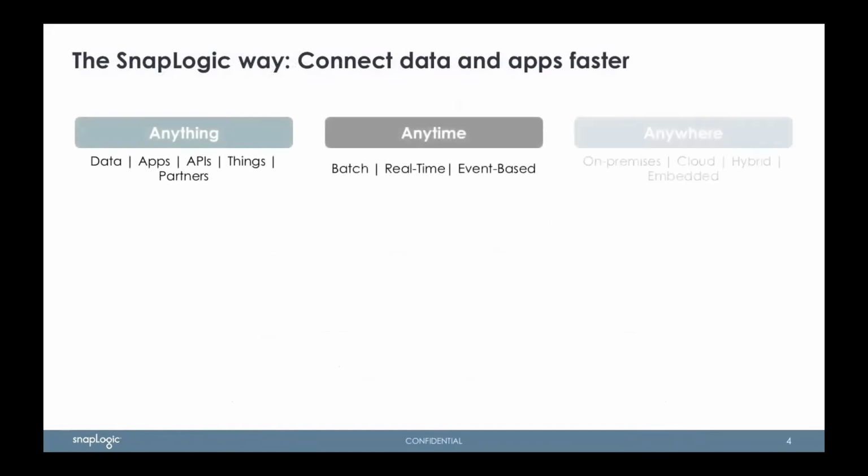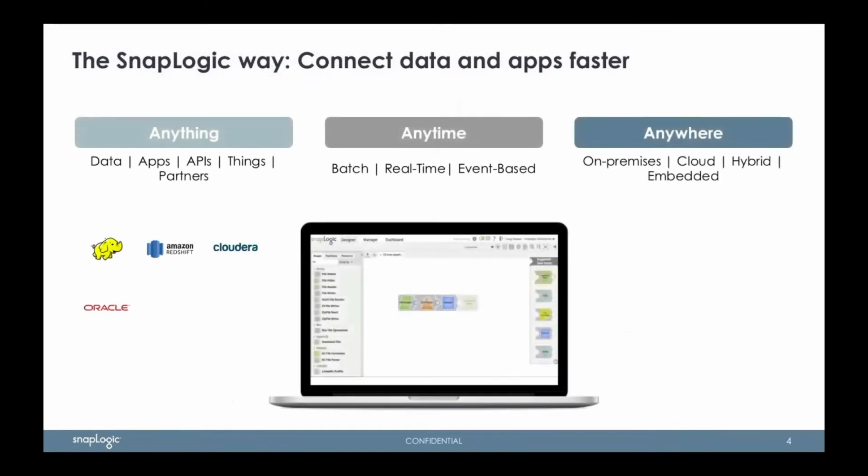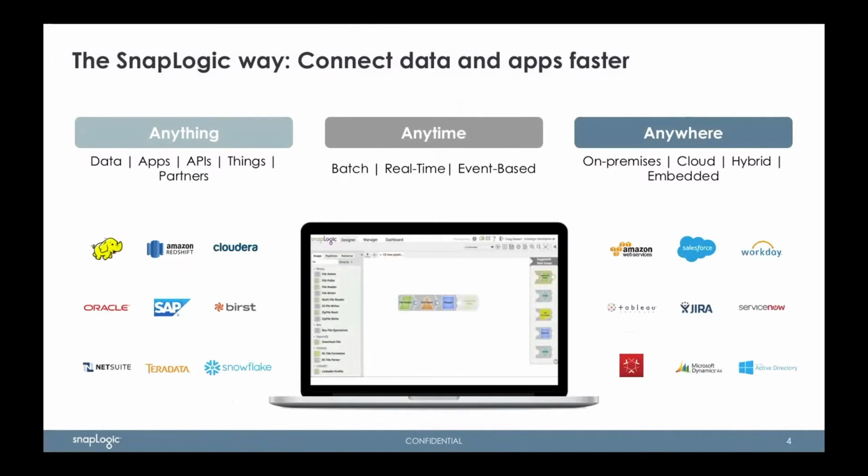What does SnapLogic do? Well, we connect data and apps faster. We abstract away the need for developing code, and reliance on legacy data is removed. We are able to connect data, applications, APIs. We do this in a batch, real-time, or event-based mode, and we connect data and applications anywhere, on-prem, in the cloud, and in a fully hybrid environment.